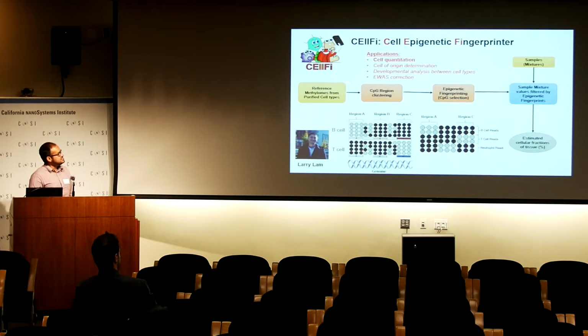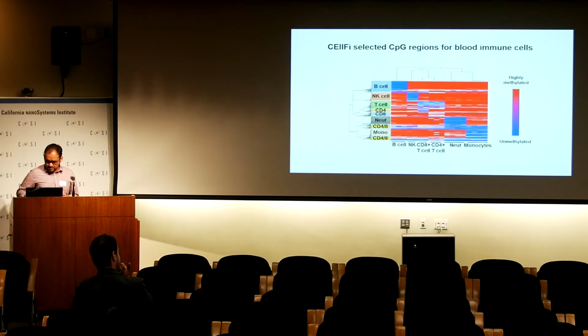Some of the applications for this are obviously cell quantitation, which I'll be focusing on today. You could also use it for cell type of origin determination, like for cell-free DNA. If you have a piece of DNA with a certain methylation pattern, this may help determine what type of cell it came from. Also developmental analysis between cell types. These selected loci are probably going to be functionally important for the cell. And then possibly also for EWAS correction. But I think there are other methods, reference-free methods, which probably our last speaker, Aaron Halperin, may cover.